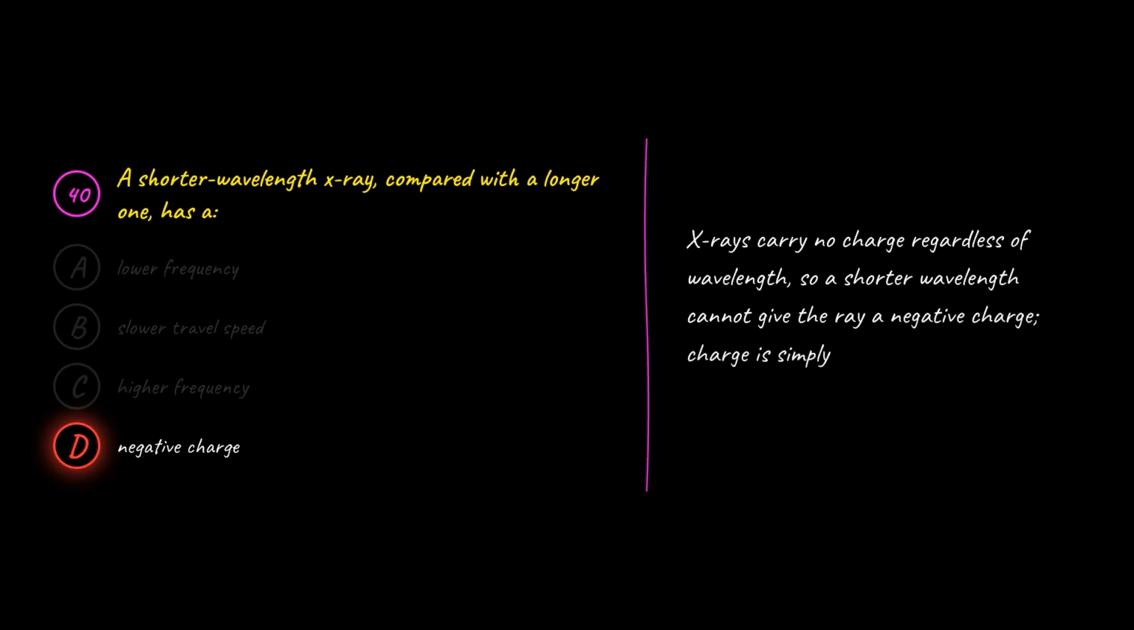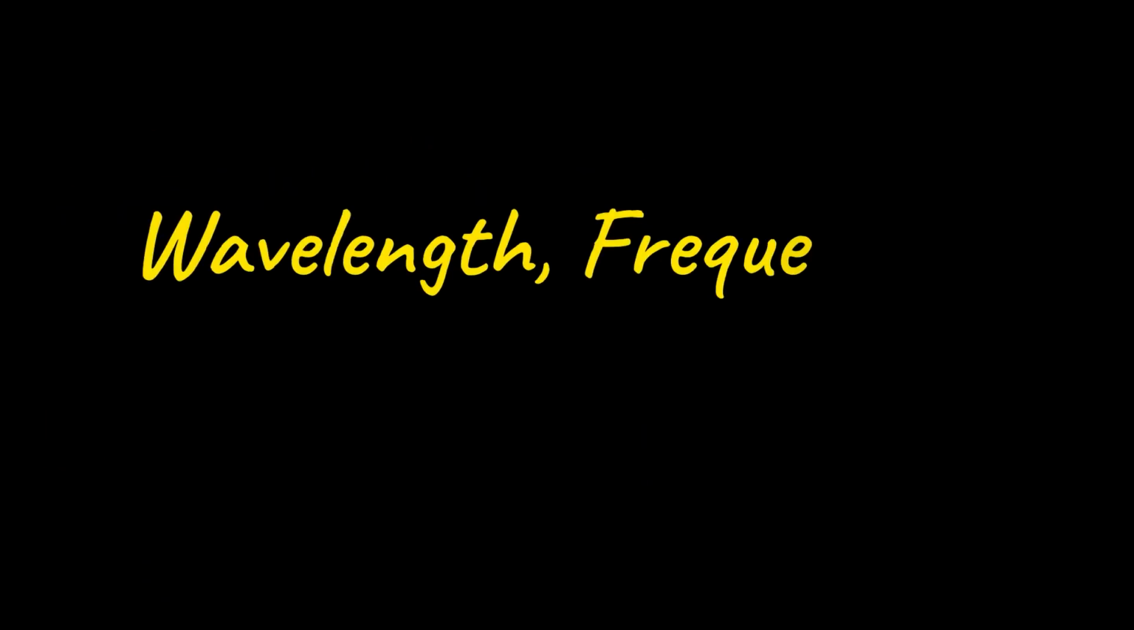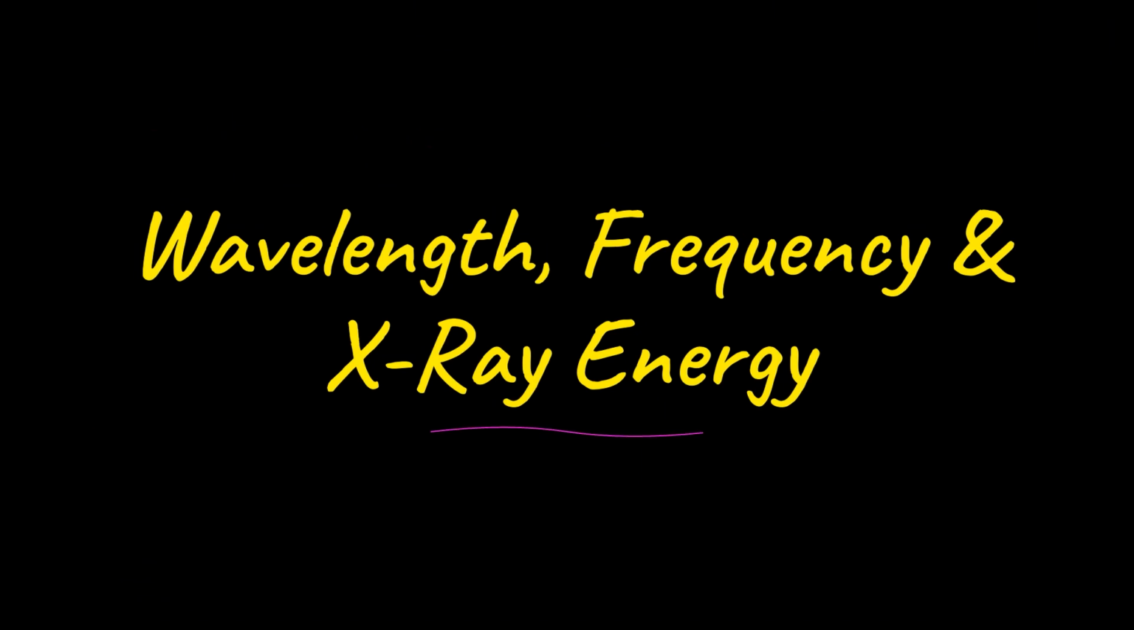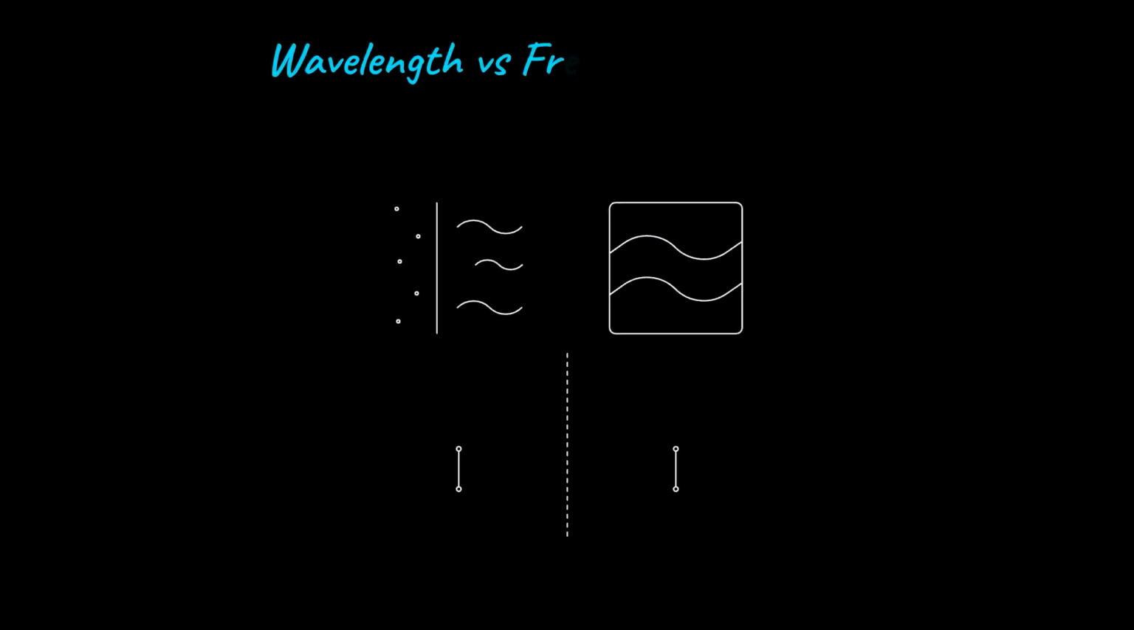Charge is simply not one of their properties. For every form of electromagnetic radiation, wavelength and frequency are locked together by a single constraint. The speed of light never changes. Understanding this link explains why some X-ray beams penetrate tissue deeply while others are absorbed near the surface.